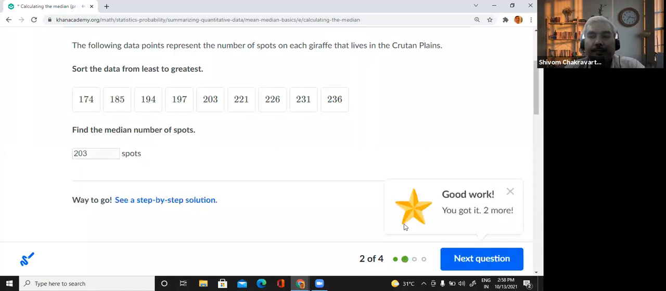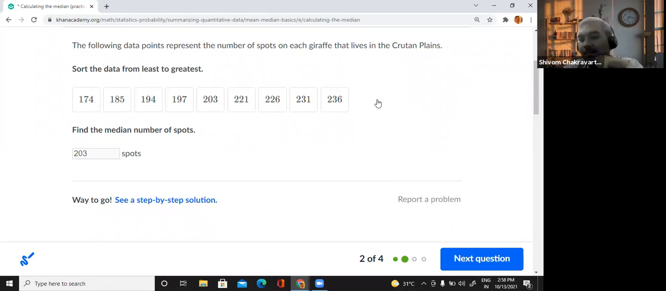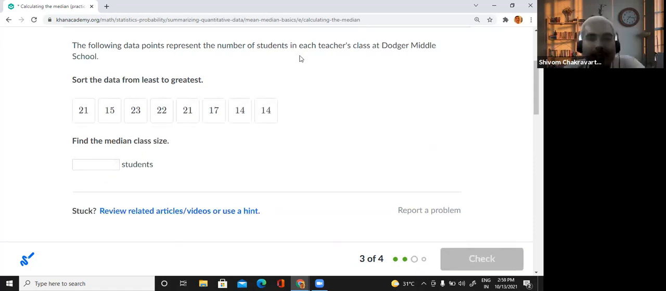Good work. One more median or shall we move on? Okay, let's take one median. The following data points represent the number of students in each teacher's class at this school, Dodger Middle School. Sort the data and find the median class size. Sort the data, sorting lowest to highest.